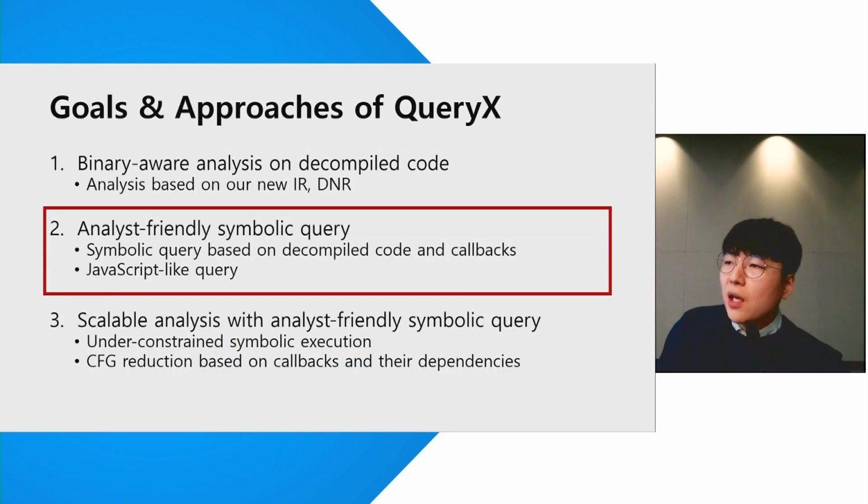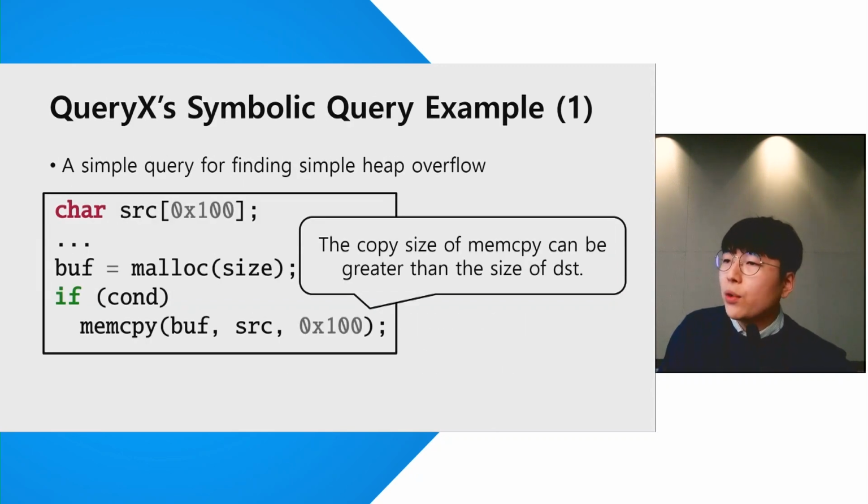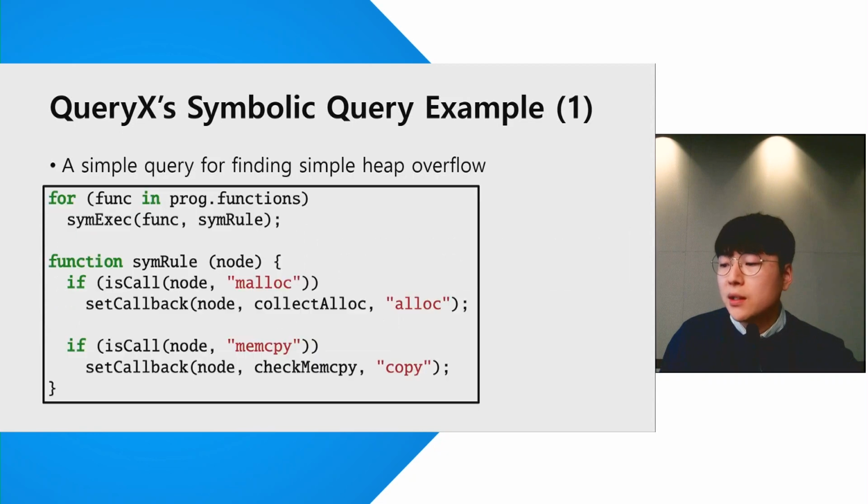And next, let's check how our query looks. Imagine that we are writing a simple query for a simple heap overflow, where the memcpy copy size can be greater than the destination buffer size. And here is a part of the query.